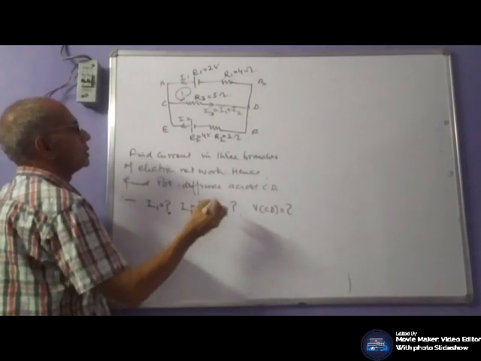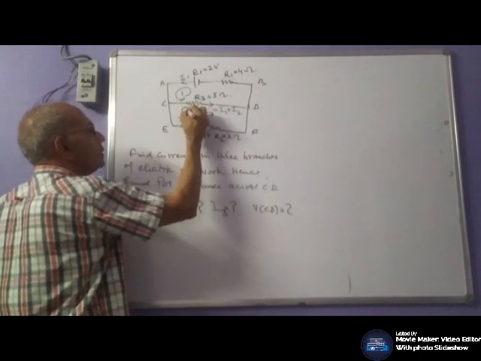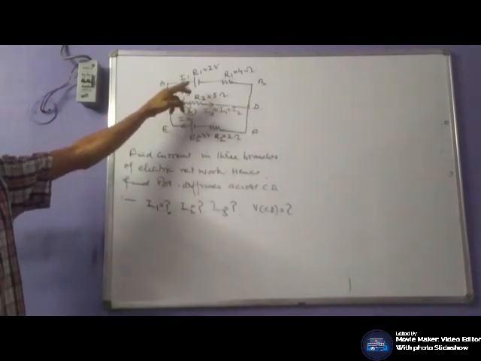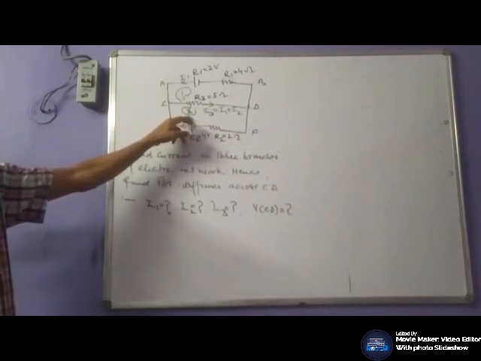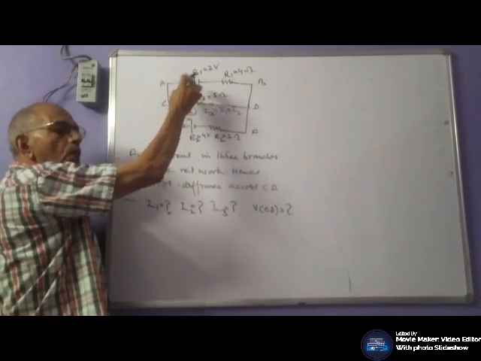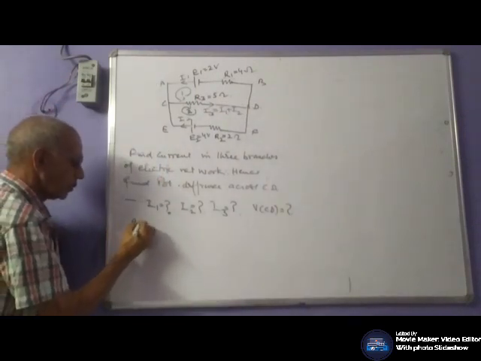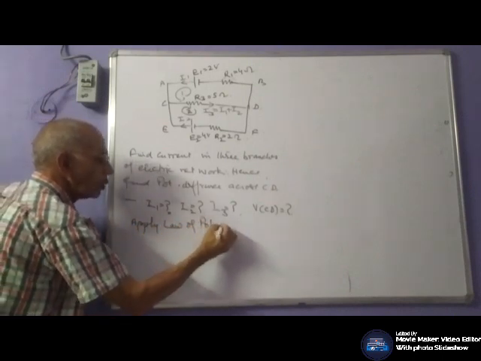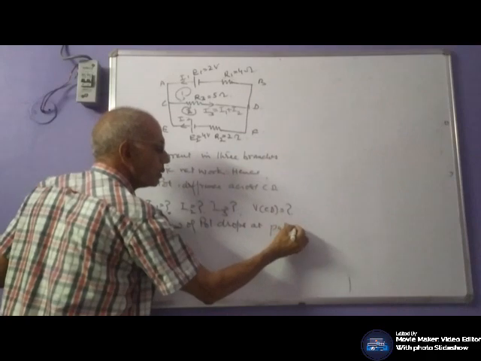Closed path first, closed path second. This is in an anti-clock, you may make it in clock. This is what? Clock, you can make it in anti-clock, both clocks, both anti-clocks, it is up to you. Apply law of potential drops at path first.